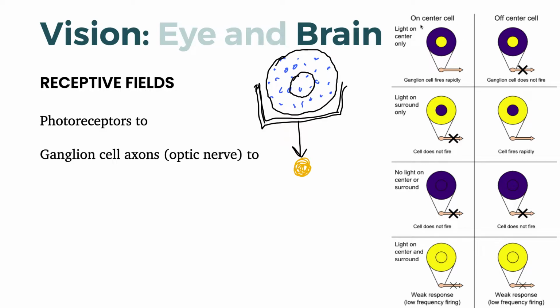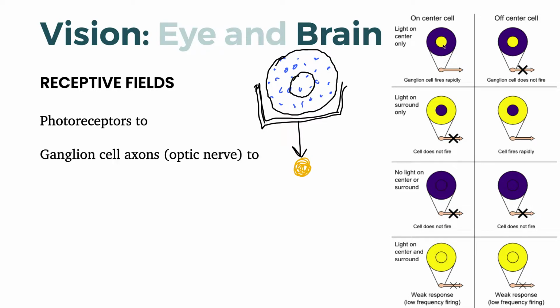So what this means is it will fire when light is on the center of the receptive field, okay? Or it will fire when light is off the center of the receptive field. So let's check out this on-center cell first. Right, so here we are. This is the same thing. Imagine all those tiny little photoreceptors in here. We put light on the center of the cell. Okay, so we put light on all these photoreceptors. Okay. There's no light on the surround.